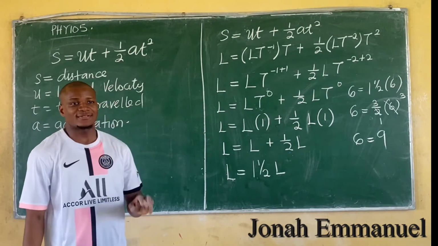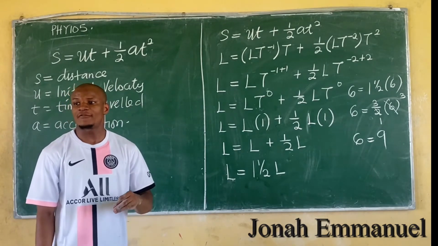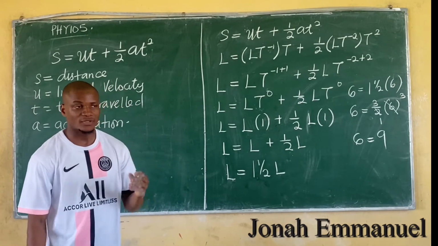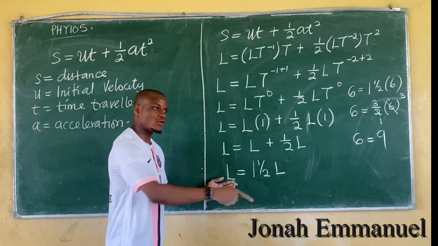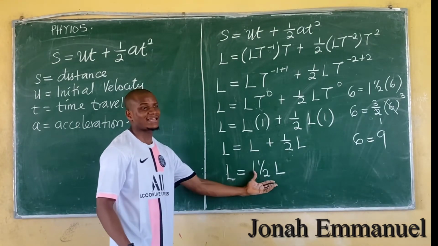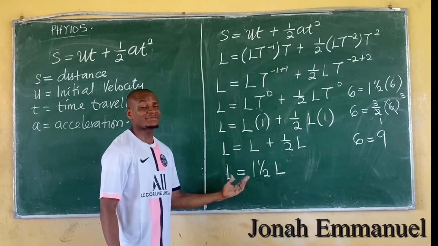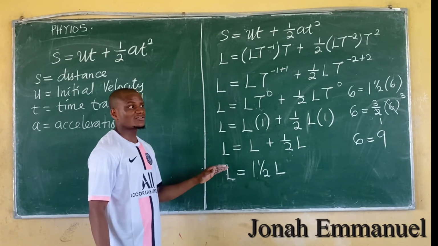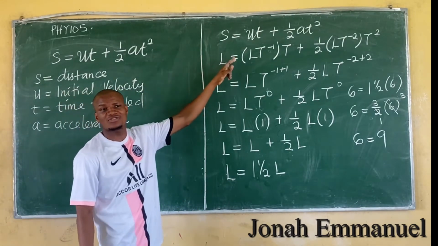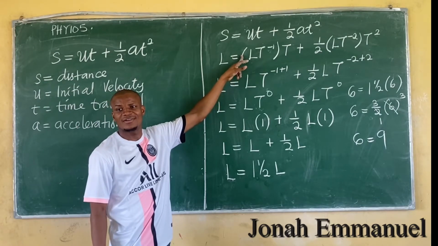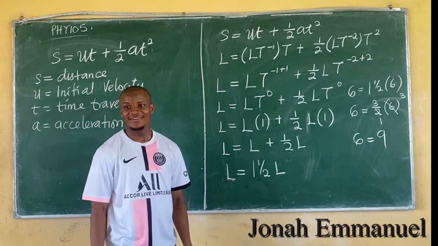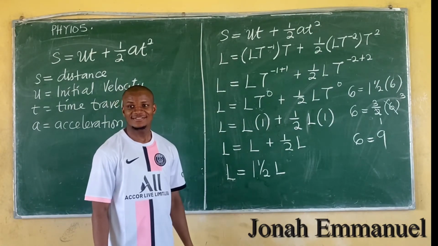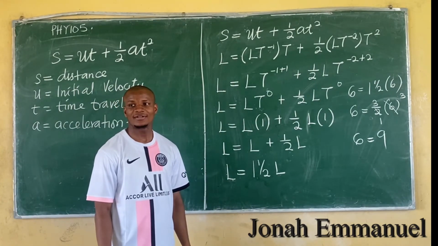But look at this, please. The condition for an equation to be correct was that the dimension on the left hand side must be equal to the dimension on the right hand side. If these two are not the same, is the equation wrong or correct? How come you're showing us wrong here?